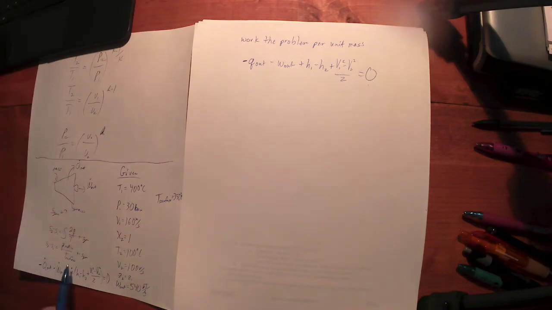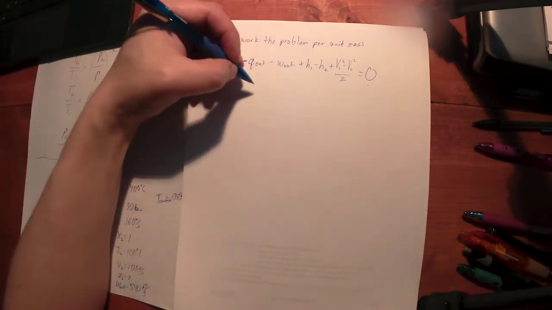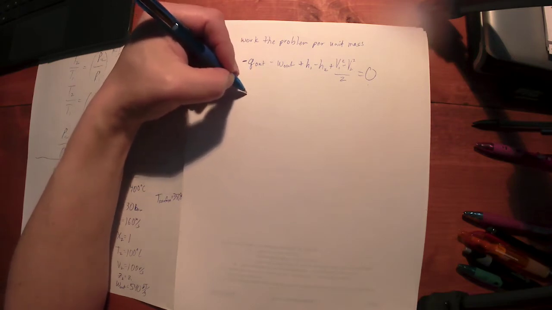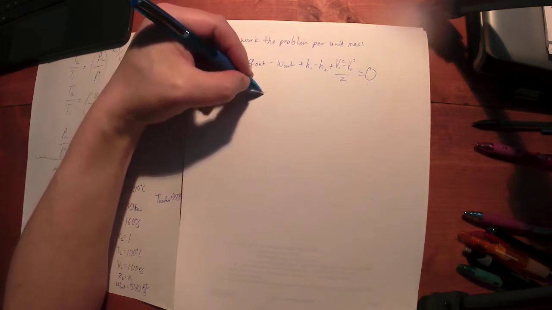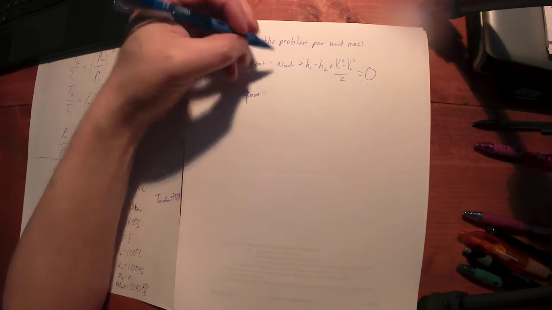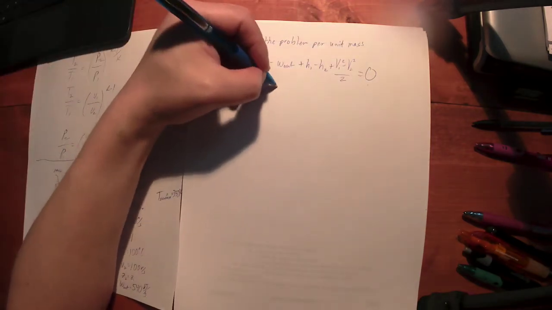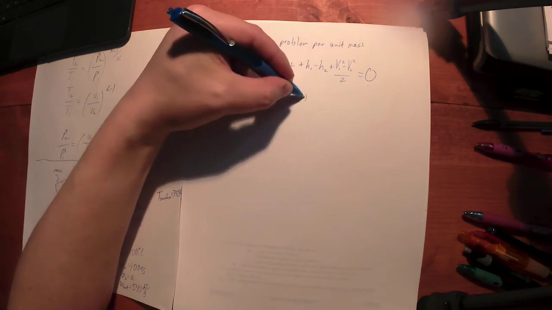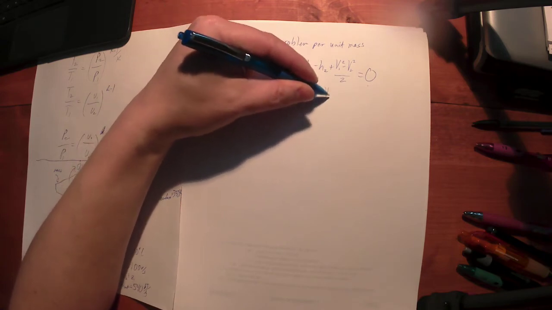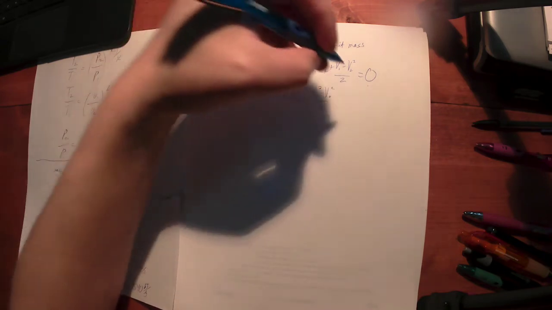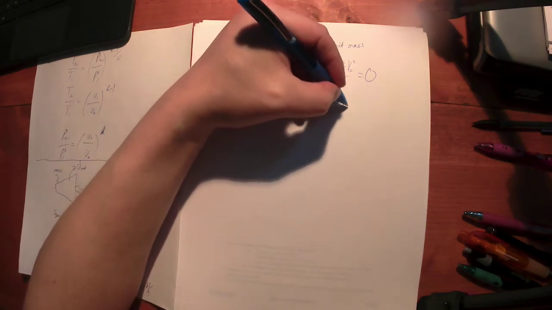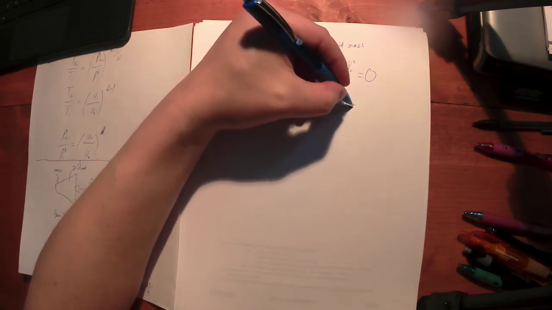What are we trying to do? We're trying to find Q net in. I've got Q out here, so I can solve for Q out. That means Q out is equal to, I just moved this over to the other side of the equation, H1 minus H2 plus V1 squared minus V2 squared over 2 minus little w out, and that equals Q out.